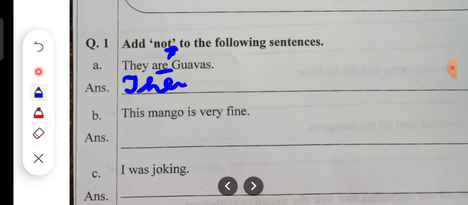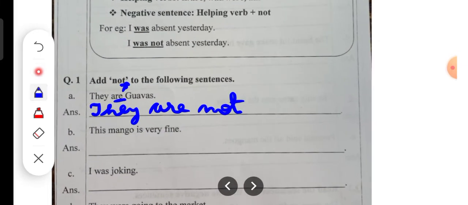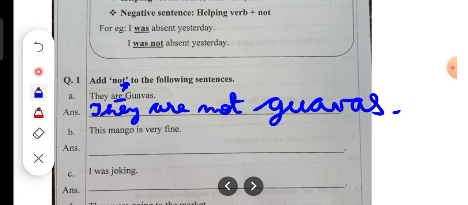They are not guavas. They are guavas, they are. Now since we have are, we will just insert not over there. The same way, is, are, am, was, were. These five things you see, you add not after them and the sentence becomes negative.